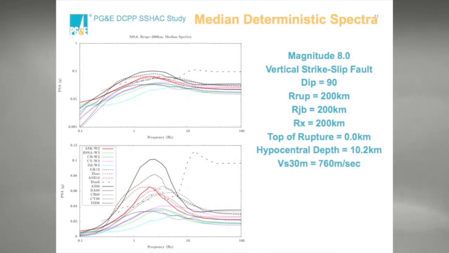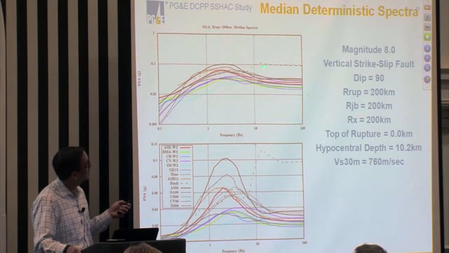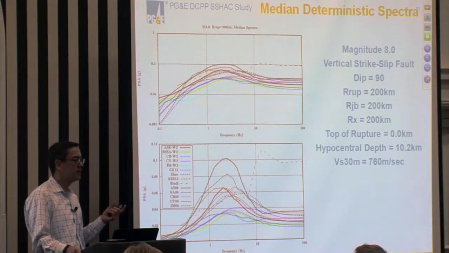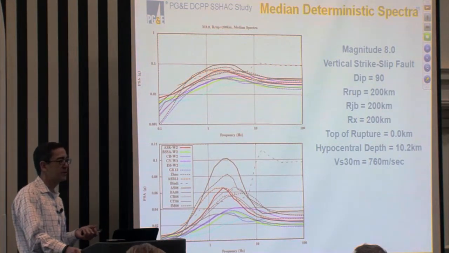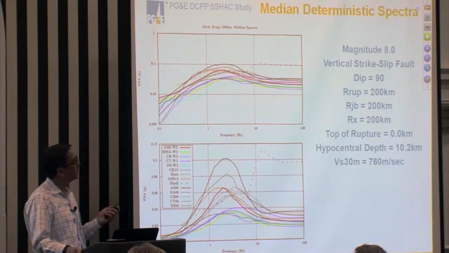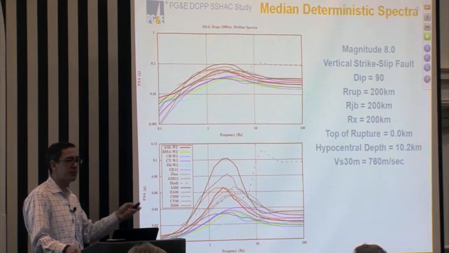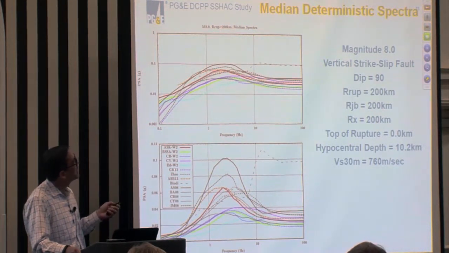One model obviously stands out in the high frequency range. This dashed line up here is the Bindi model, and as I mentioned before, the largest event in their database was a 6.9, and their high frequency extrapolation for large magnitudes, not just large distance, isn't well constrained, and you can see you get a spectral shape which is quite funny looking.